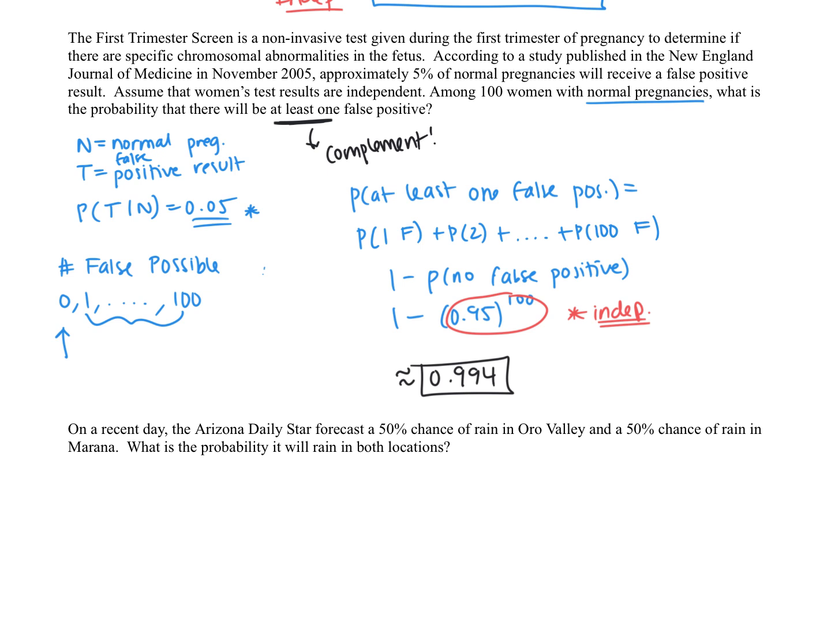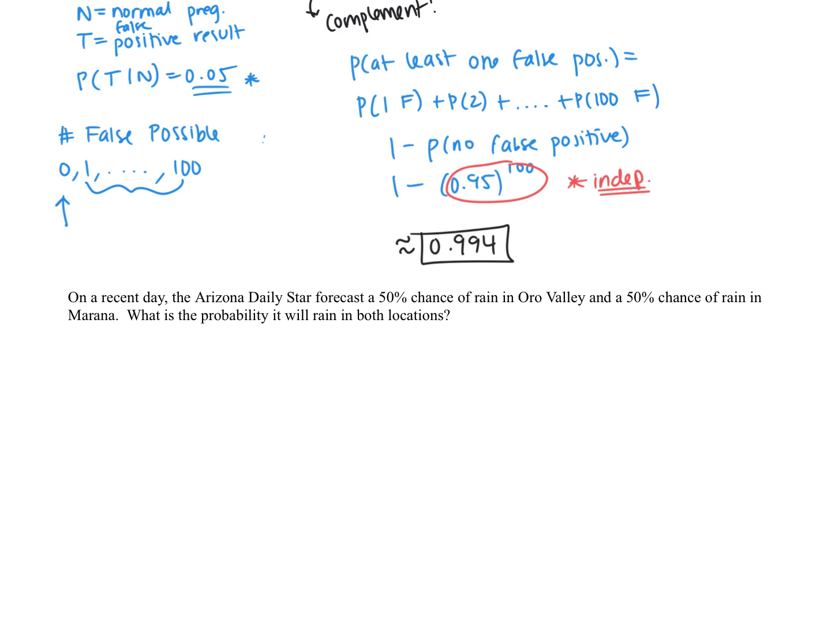Okay, last question. On a recent day, the Arizona Daily Star forecast a 50% chance of rain in Oro Valley and a 50% chance of rain in Marana. What is the probability it will rain in both locations? So we are looking for the probability that it rains in Oro Valley is 0.5. Probability that it rains in Marana is 0.5. What is the probability that it rains in Oro Valley and Marana? We can't do this. What you don't want to do is take 0.5 and multiply by 0.5. Can't do that because we don't know if these two events are independent.